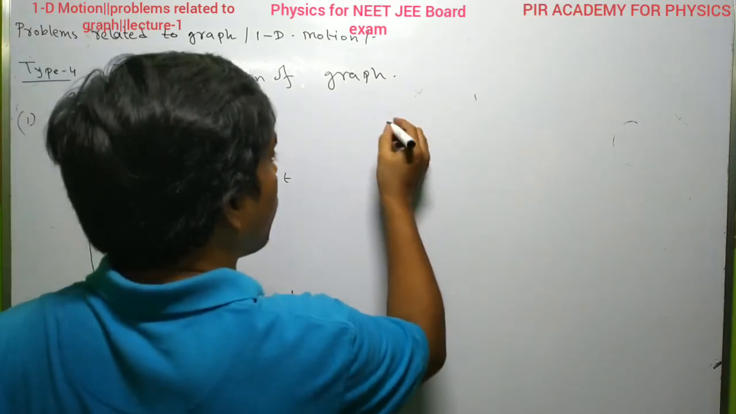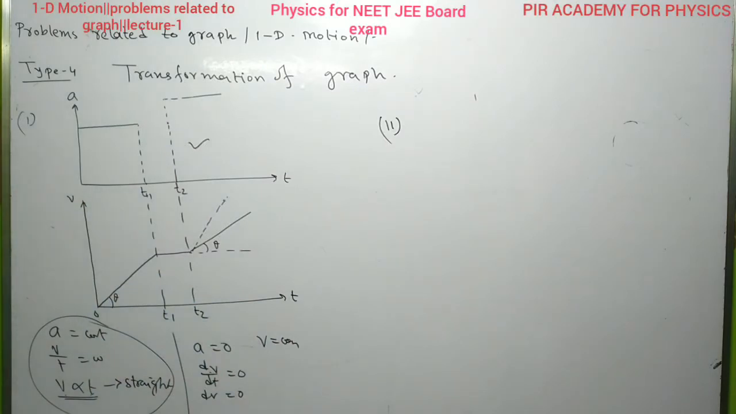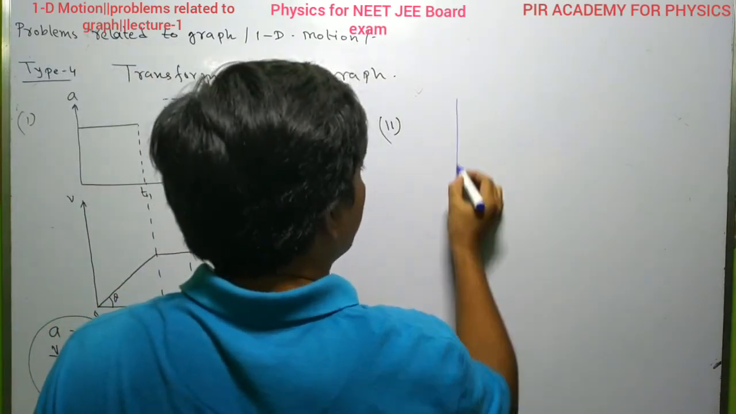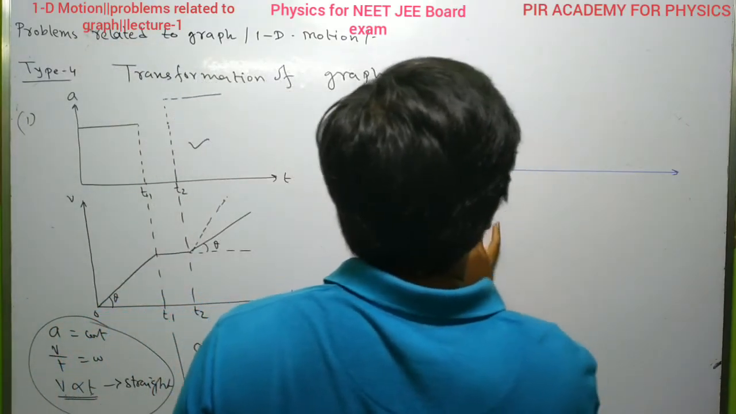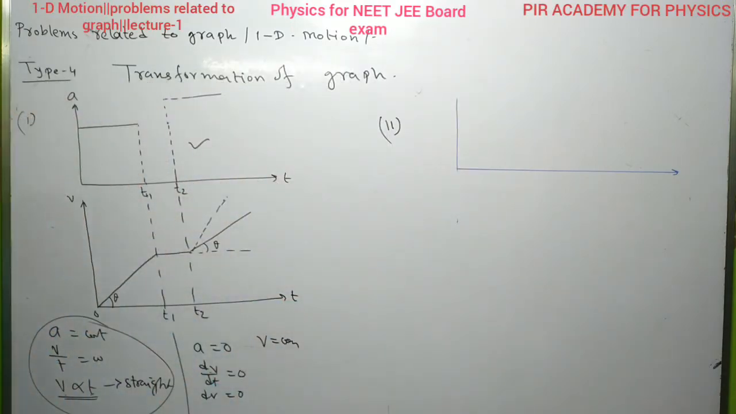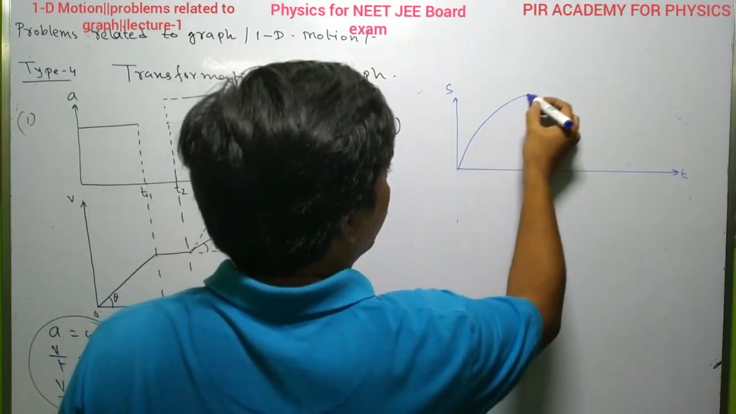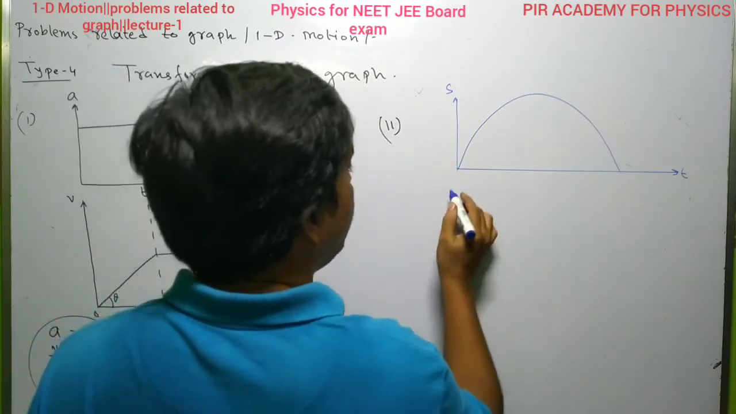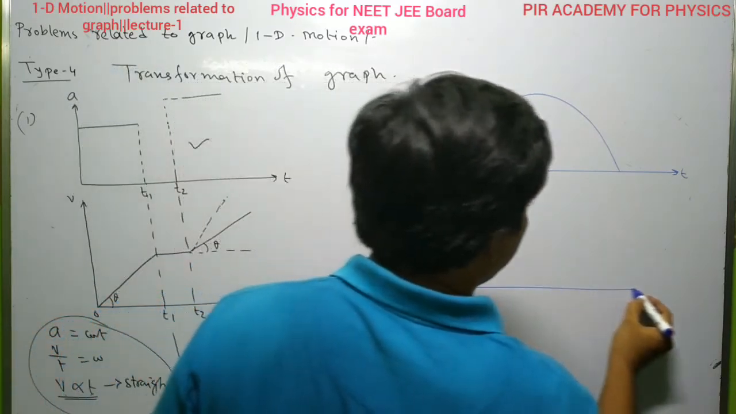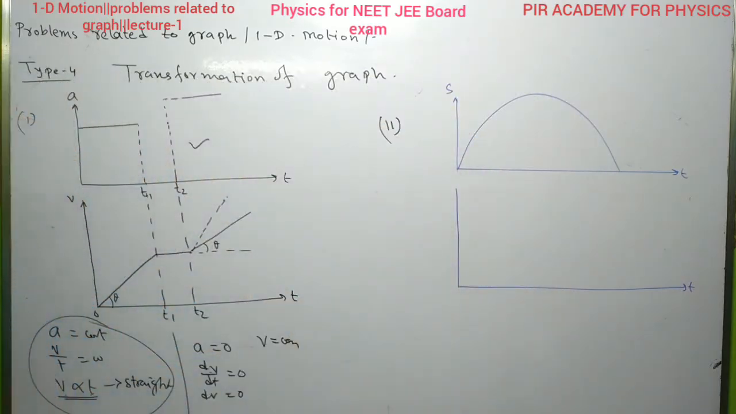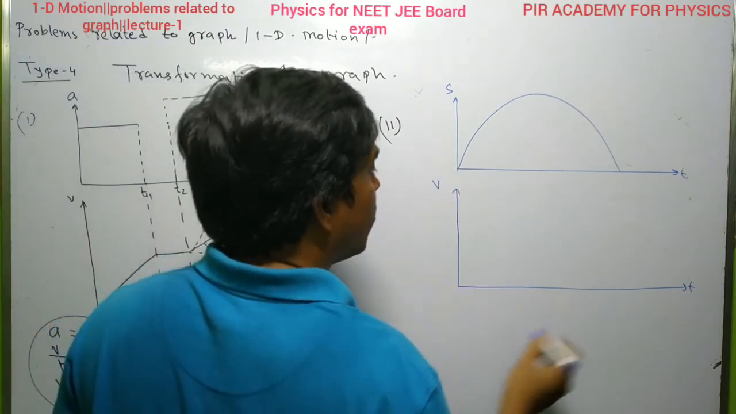Number 2. Here I discuss how to transform a curve. You have to learn the process. Now suppose there is another transformation. Suppose this is a curve of an S versus T graph, and it looks like this. Here is a displacement versus time graph. You have to transform it into a velocity versus time graph.